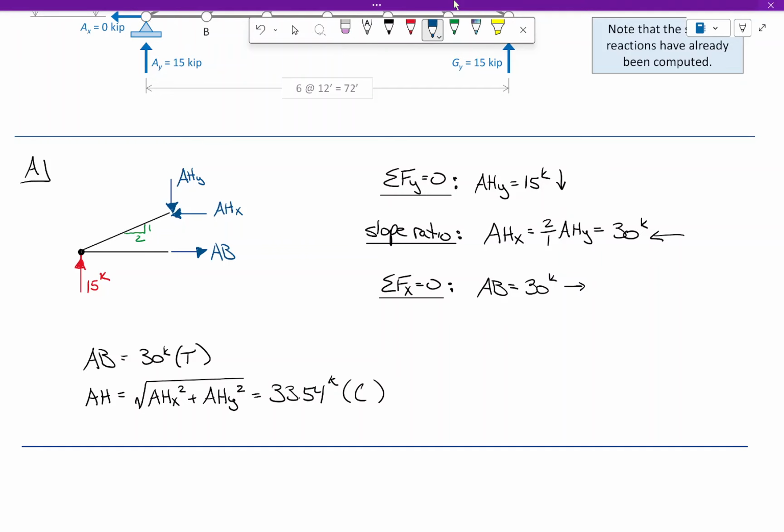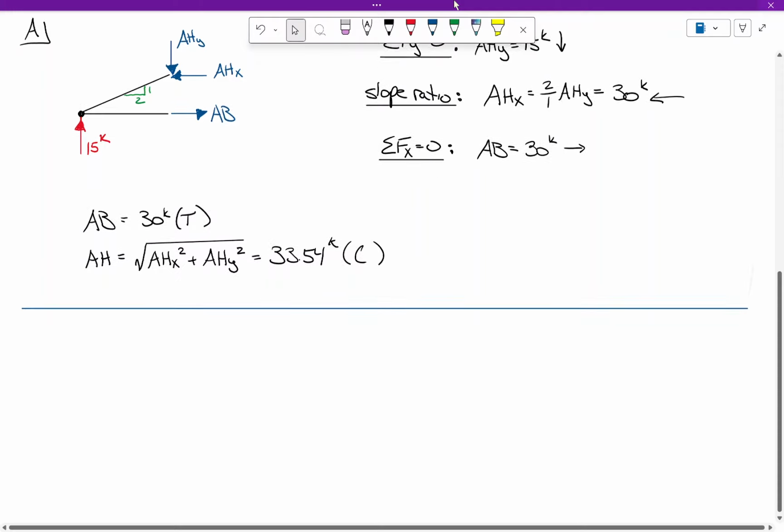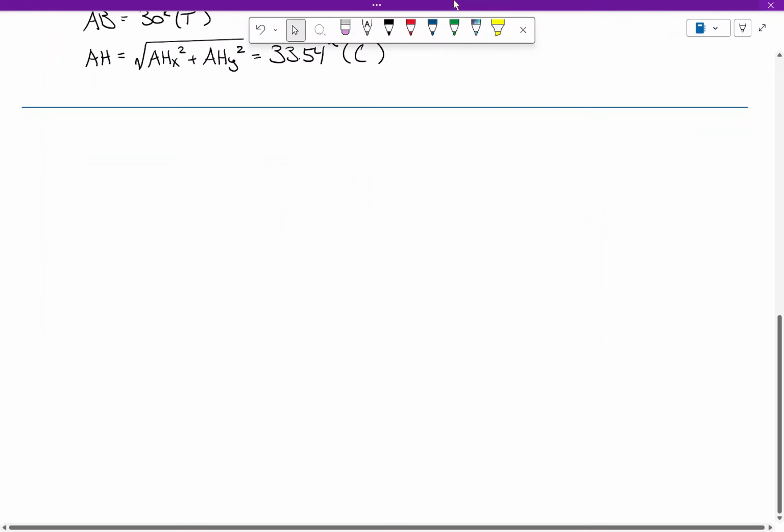And again, I like doing it this way because we've already done this. We don't have to decide which joint we're going to do next. We've already identified we're going to do joint H next, right? Okay. Everybody good so far? Sure. Okay. All right.